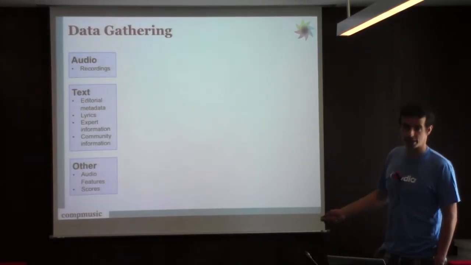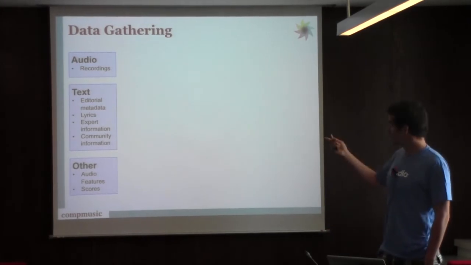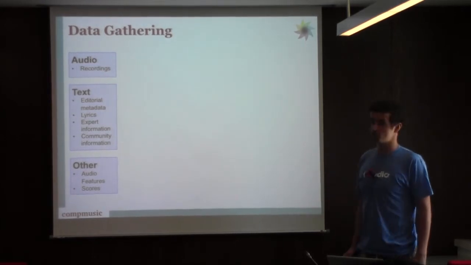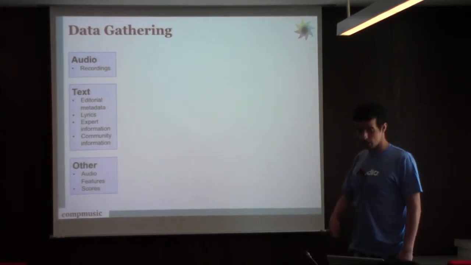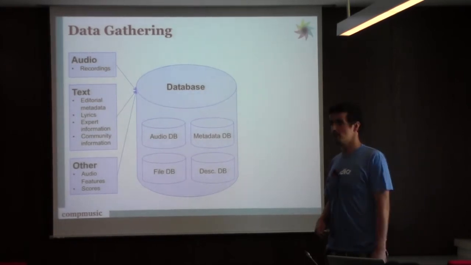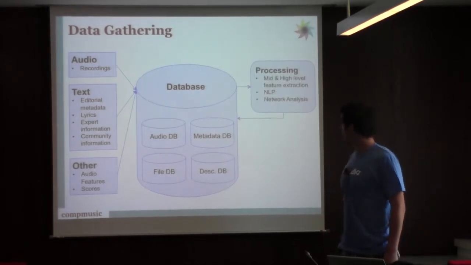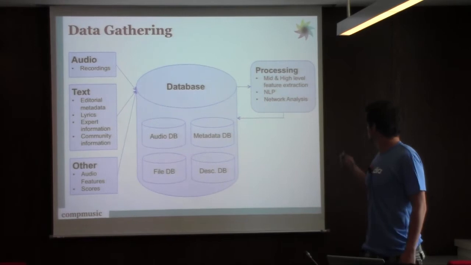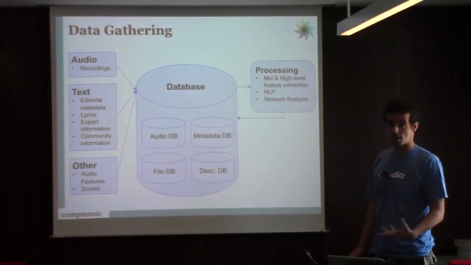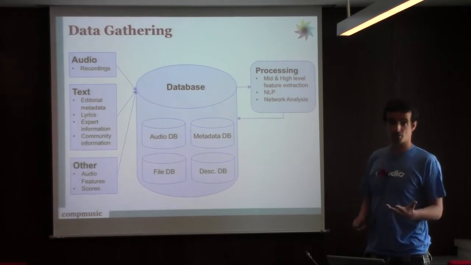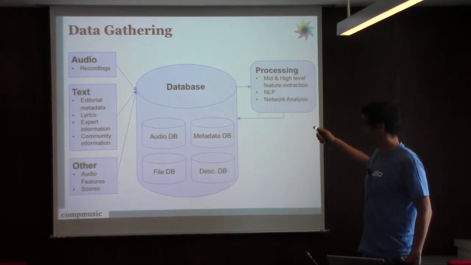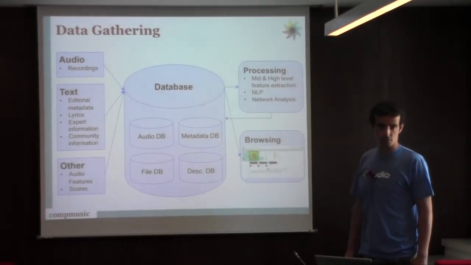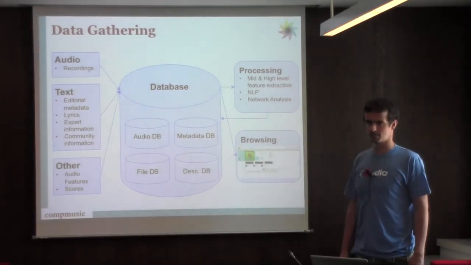So we gather data from very different types of sources, ranging from audio, text, and other types like audio features, low-level features, and musical scores. We store all this data in our internal databases, which will be further processed to extract mid-level and high-level descriptors. We use natural language processing techniques for text mining, or network analysis for the ontologies. Everything will be reverted back to the database and showcased and evaluated in the browsing tool called Dunia, which will be presented by Alastair.